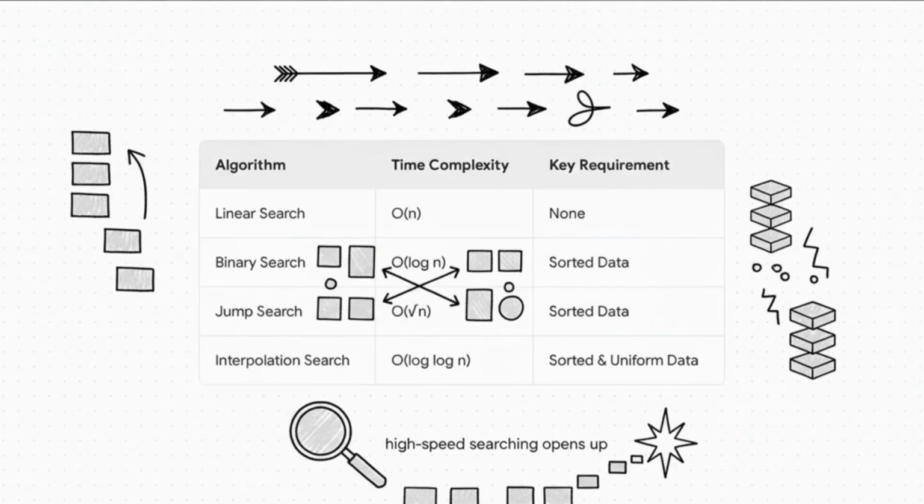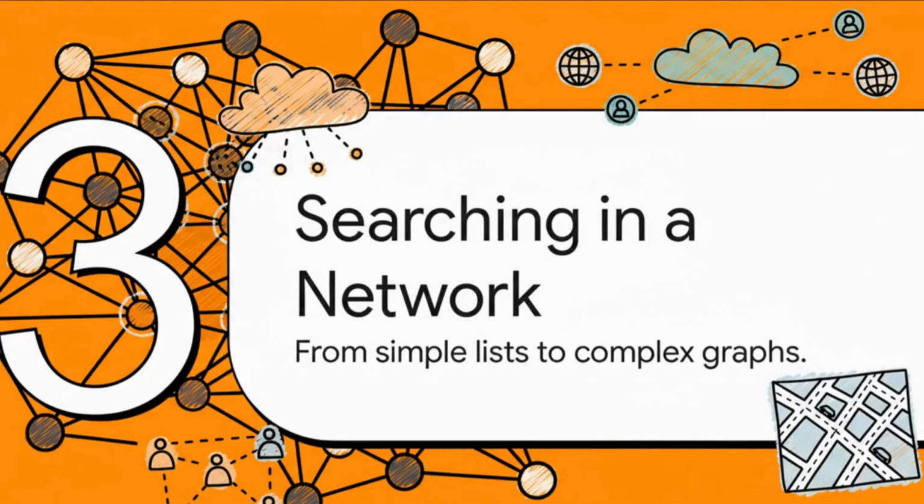And hey, binary search isn't the only clever trick in the book. As you can see here, there are other options like jump search, which checks items in fixed blocks or jumps instead of one at a time. Then you've got interpolation search, which makes an educated guess on where an item might be, kind of like how you'd guess a name starting with W is probably going to be near the end of a phone book. They all have their own unique trade-offs, but the main takeaway is this: sorting your data unlocks a whole new universe of high-speed searching.